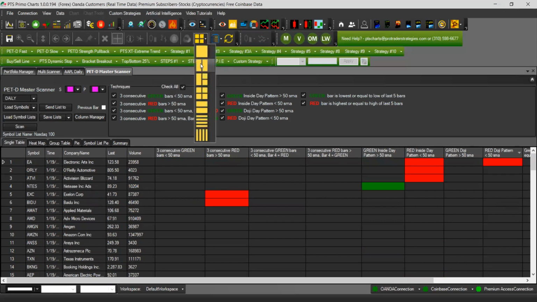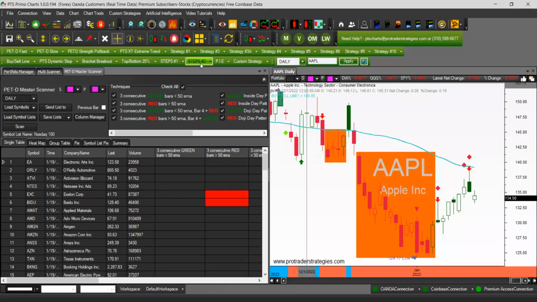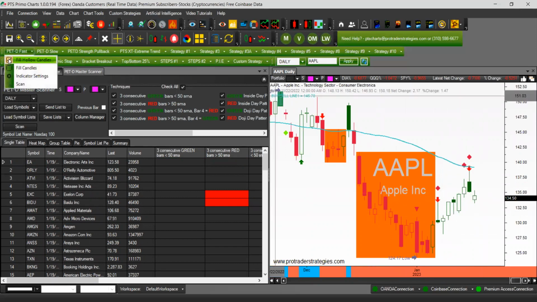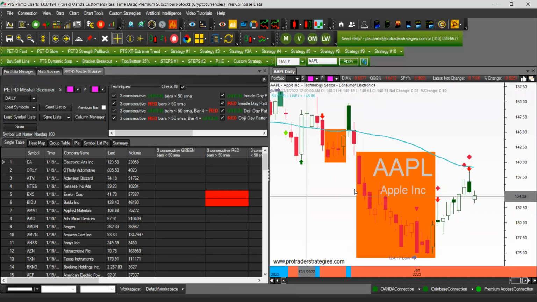So now I'm going to split the screen in 2. And I have my chart on the right-hand side. The chart has the PETD applied, which is the coloring of the bars. So here's a chart without the PETD, and this is when I apply the PETD, okay?